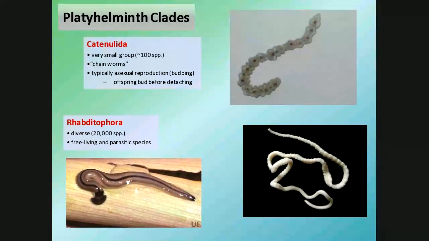Now, that whole idea of budding off as far as reproduction is also found, at least in some species, in the next group. The next group contains the ones, or at least one of the ones, that you might be a little more familiar with. This is the Rhabdidophora. It's a little bit easier word to say. The Rhabdidophora is a diverse group of about 20,000 species, including free-living ones like this one down below here.